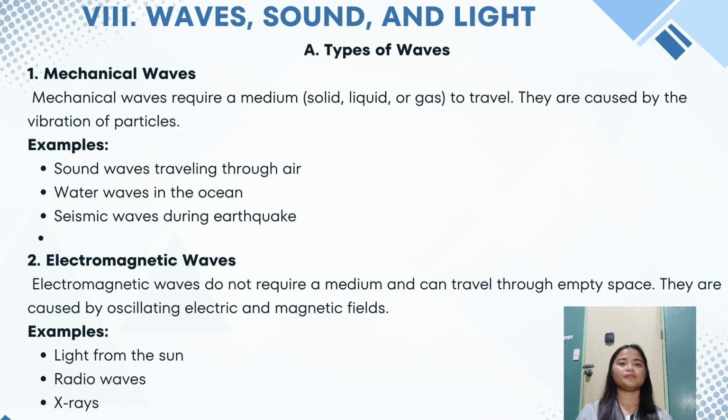Now into the waves, sounds, and light. Mechanical waves require a medium like solid, liquid, or gas to travel. They are caused by the vibration of particles. Next is electromagnetic waves. Electromagnetic waves do not require a medium and can travel through empty space. They are caused by oscillating electric and magnetic fields.